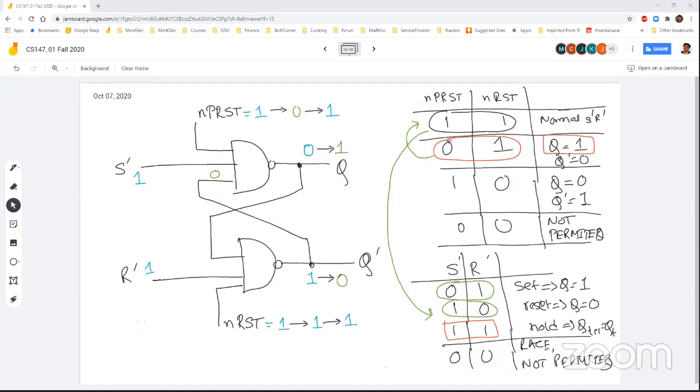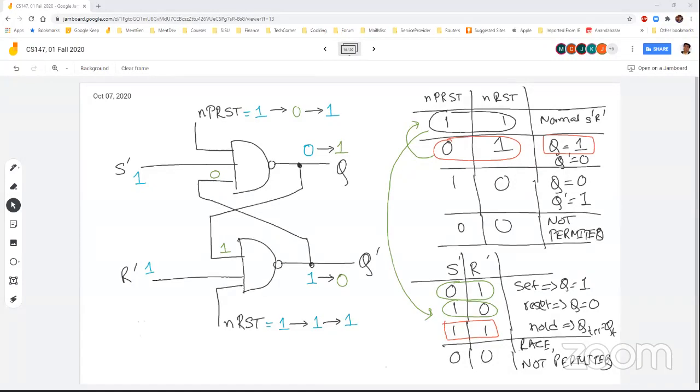And this guy is 1. So that means it will still hold this thing, right? It's 1 and 0. So we preset the latch, and the hold condition is holding it. And the similar logic will be applied the other way, right?